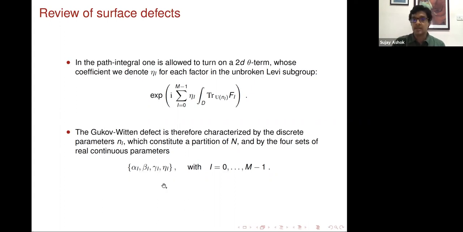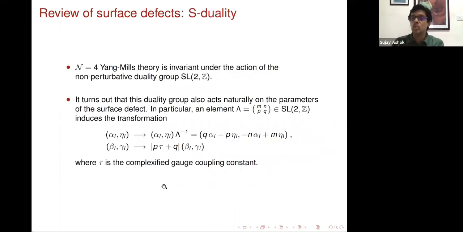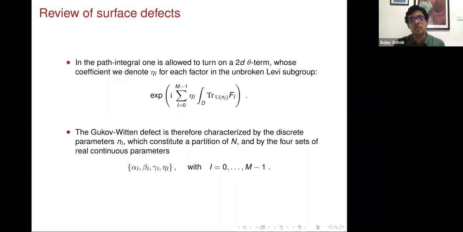Okay. So what we hope to do in our project is to give a string theoretic origin for these parameters by realizing this surface defect in string theory. So we want to know what these parameters would naturally be in string theory. Are there any questions at this point? Okay, if not, let me go on.